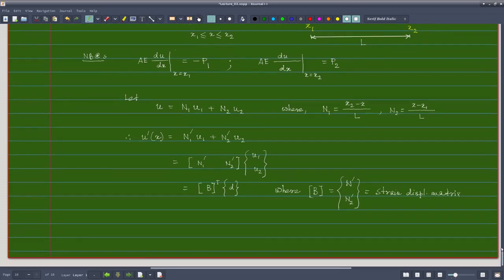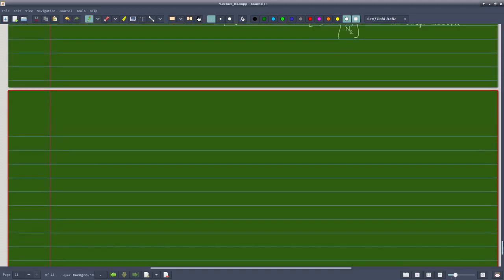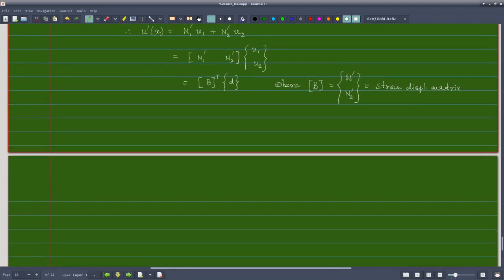Now our job will be to write down the weak form for the element. So let's go to the next page for that purpose. So let me write the element equation using the Galerkin's method.